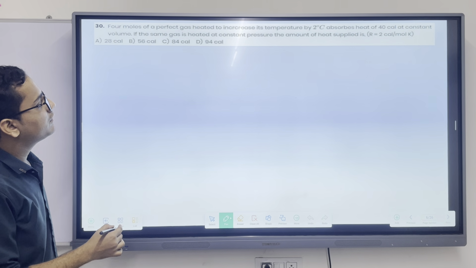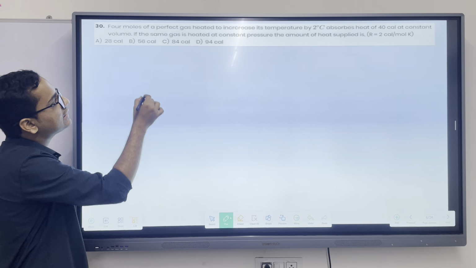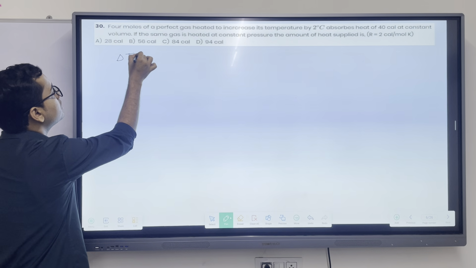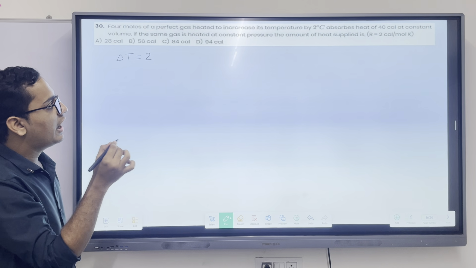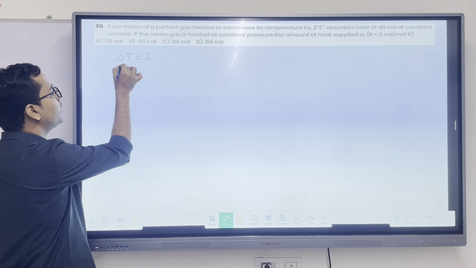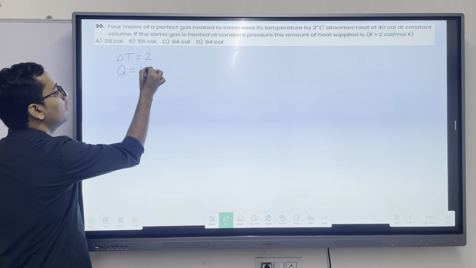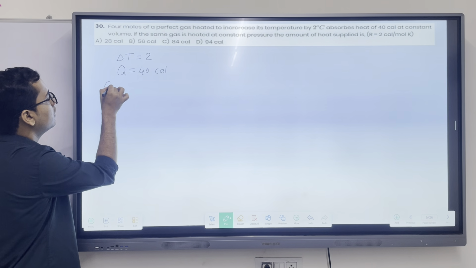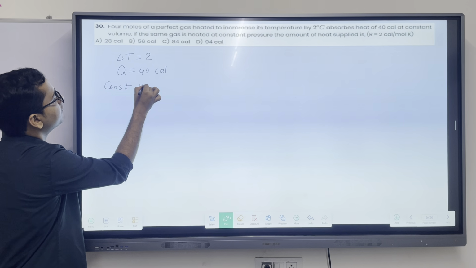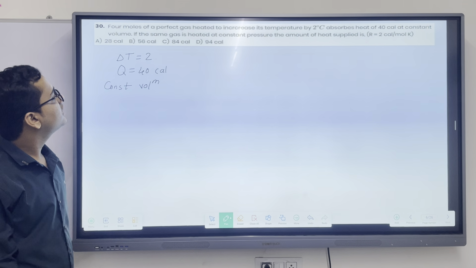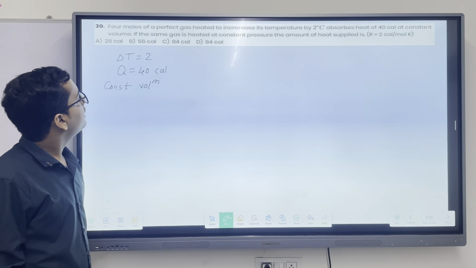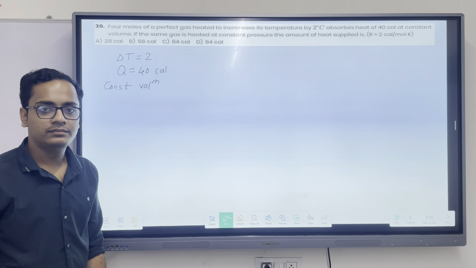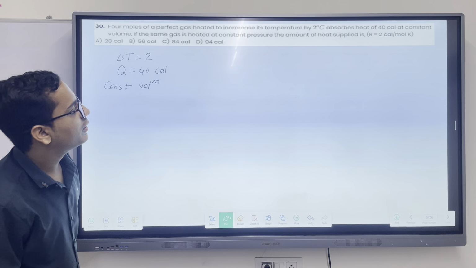So 4 moles of a perfect gas are heated to increase the temperature by 2 degrees Celsius. So delta T is 2. It absorbs heat of 40 calories. So Q is equal to 40 calories at constant volume. I just wrote whatever is written in the question. Then if the same gas is heated at constant pressure, the amount of heat supplied will be, R is given as 2 calories per mole per Kelvin.